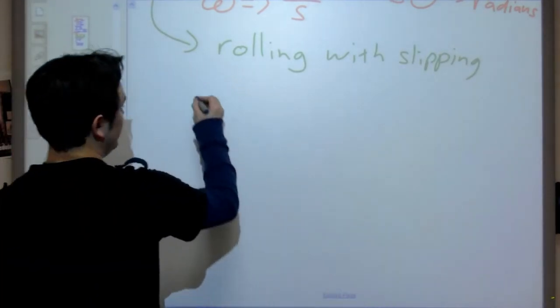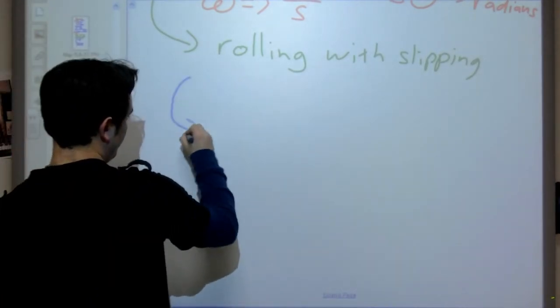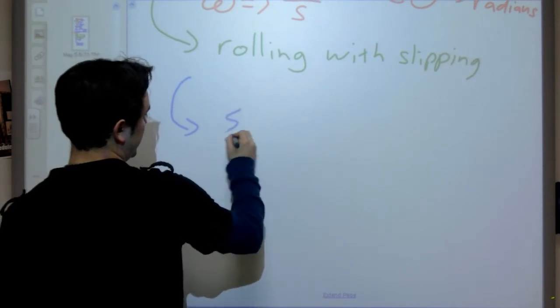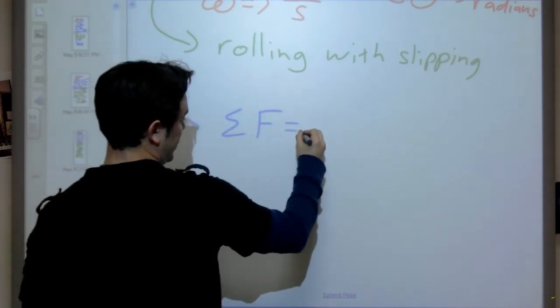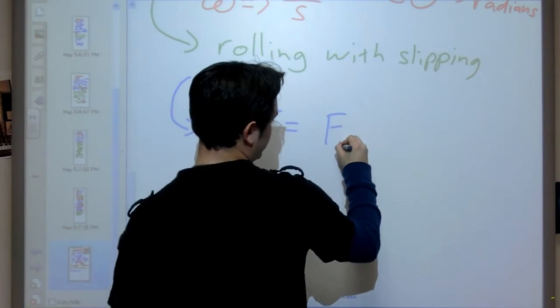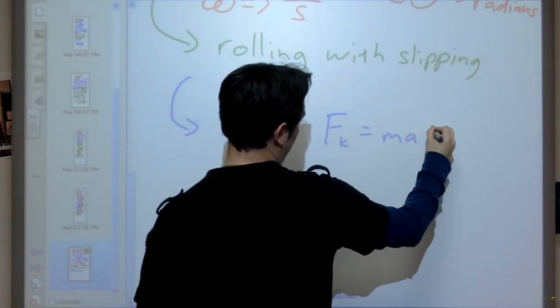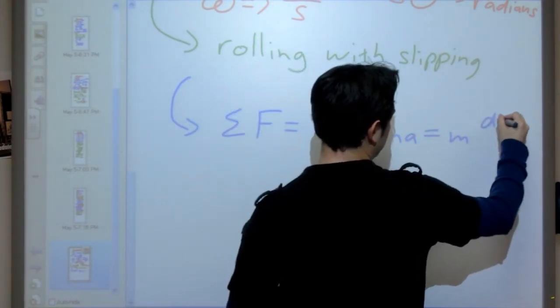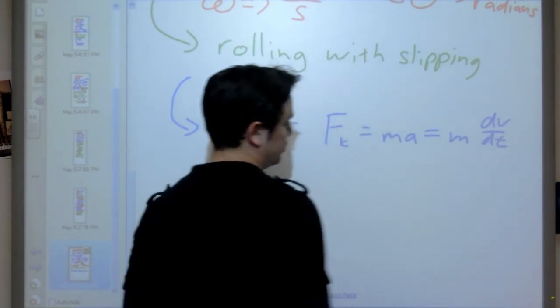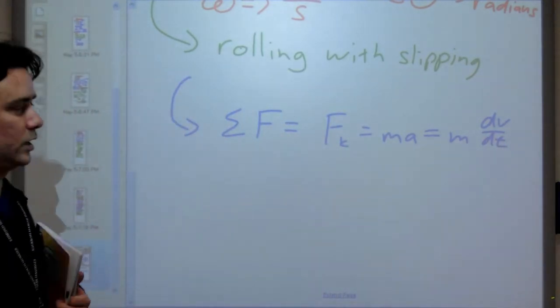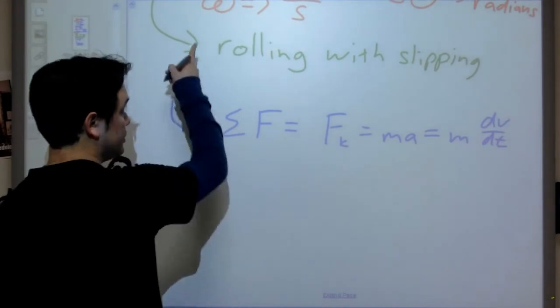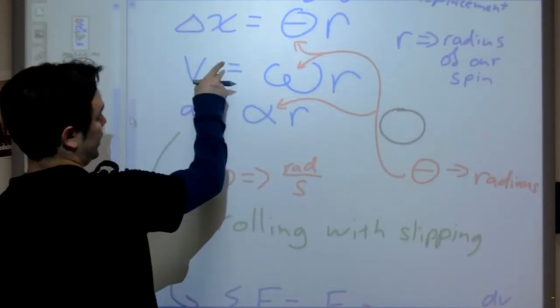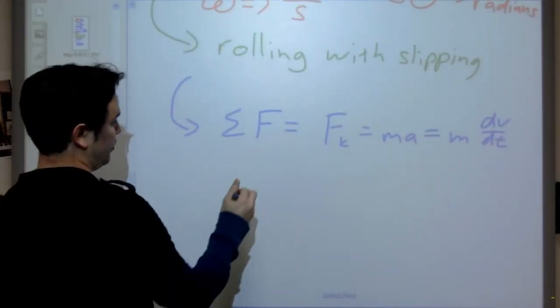If that's the case, then you'll have some equations that you could set up where you'll do your sum of forces, and that will most likely be your force of kinetic friction, and that'll be equal to ma, which is equal to m dv/dt. There are those mechanics relationships that I mentioned. And we'll see that these guys, exactly like their counterparts, have the same type of relationships.